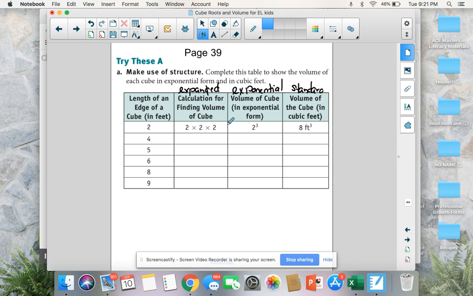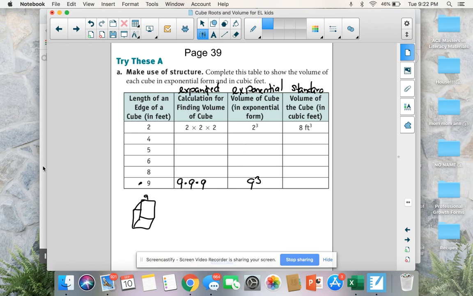All right, I'm going to jump down. You can see what they did in that first one. Take a look at that. I'm going to jump down and do kind of the most difficult one because the number is the largest. So if I have a cube and each edge is 9 feet, then my formula is going to be 9 times 9 times 9. I could write that, and see how that's an expanded long number. I could write that as 9 to the power of 3, or 9 cubed.